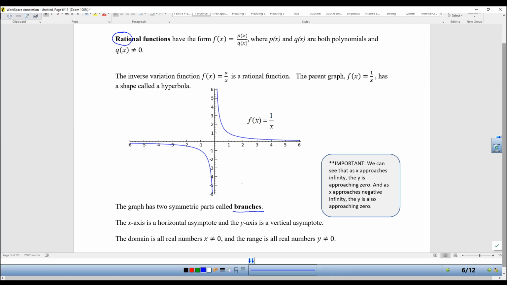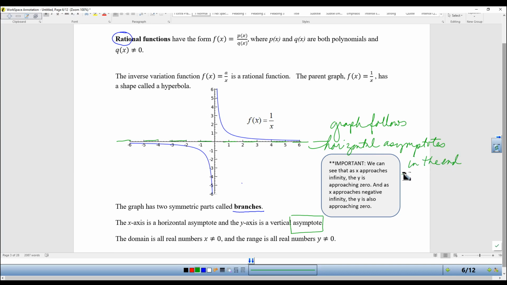And it has an asymptote. So an asymptote, that P is silent, just asymptote, is like a guideline. We usually make it dashed, and you're saying the graph is going to follow this in the end. The graph follows horizontal asymptotes in the end. It only tells you about end behavior. So you can see that in the middle here, it doesn't follow the asymptote at all. But at the ends of the graph, it follows it.